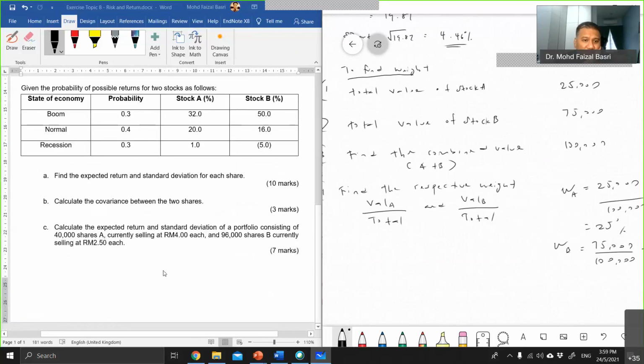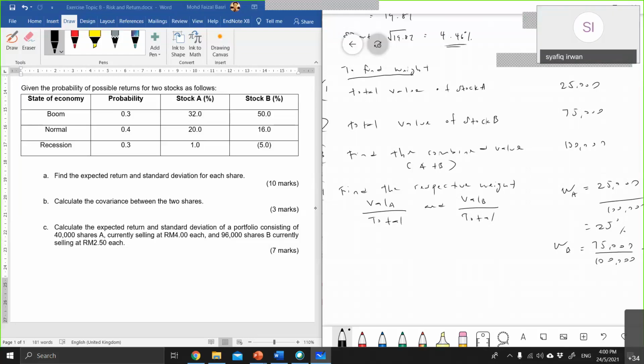Another example? For this question, for example, the weights, they don't give you a straight weightage. Instead, they give you the value of stocks, but not the total values. Like my example here, 25,000, I give you total values. But in this case, the value is based on the number of shares with the price. So you need to find the total values for stock A and stock B respectively by multiplying.